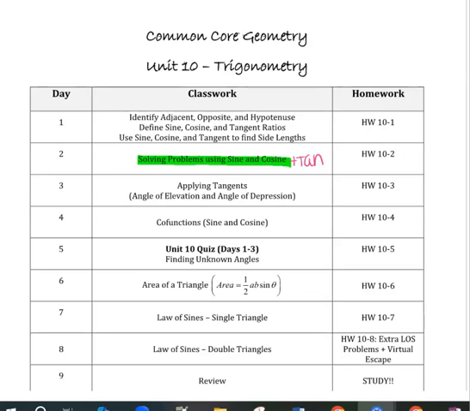All right, welcome to day 2 of Unit 10, Trigonometry. We're just going to do more practice solving using sine, cosine, and a little bit of tangent. So I'm adding that to our cover sheet right there. So let's scroll to day 2 in our notes.